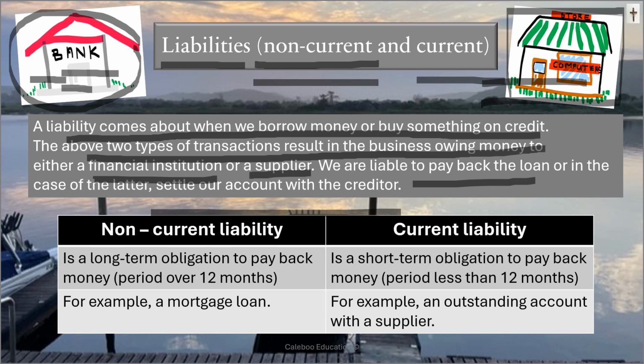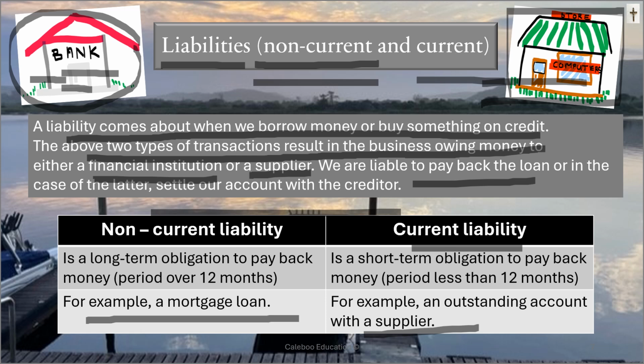Here is an example of a non-current liability. A mortgage loan is a loan that is taken out with a financial institution to buy property. Then you've got current liabilities. For example, I did mention a creditor, a short-term obligation to pay back money. You might even have a bank overdraft where your current account has gone into overdraft.